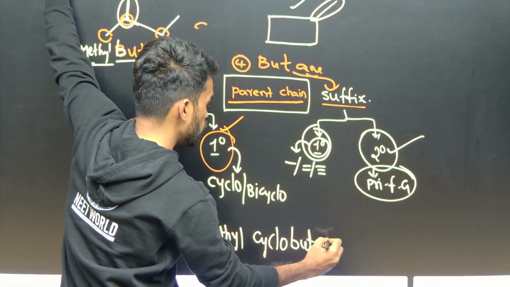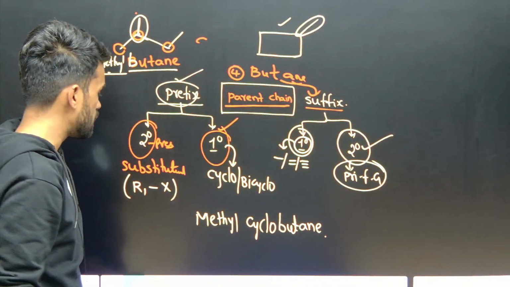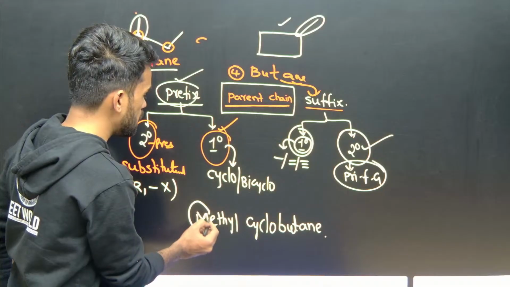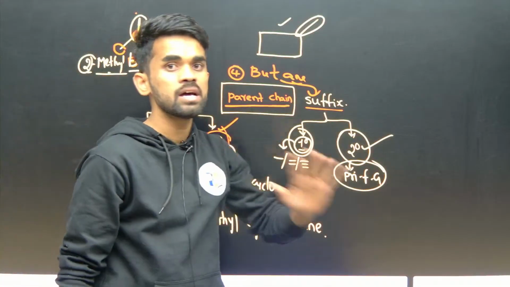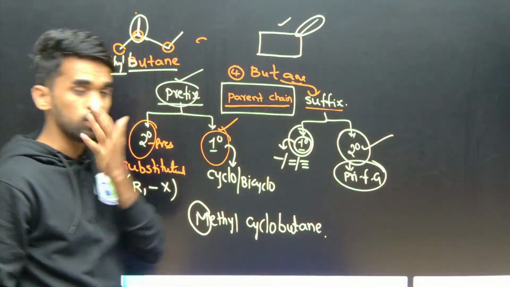And guys, if you observe one thing, whenever I am writing the name, the first letter is a capital letter, and the remaining letters are small letters. Everywhere while writing IUPAC nomenclature, the first letter should be capital, the remaining are small. Okay, these are very basic things to be remembered. Okay, right. Let me show you a few more things.